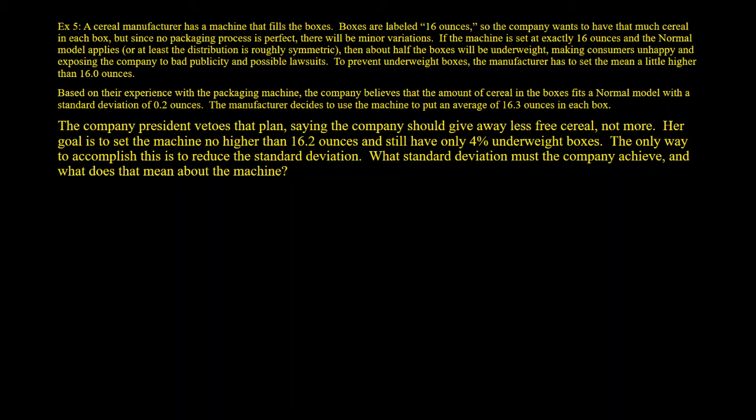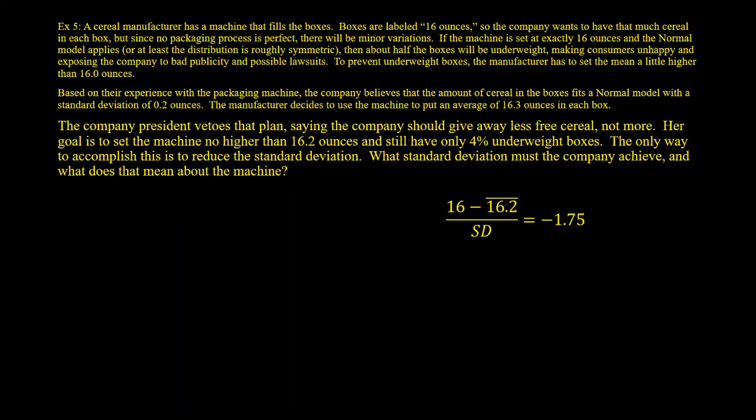Now, fortunately, we can, because 4% is the area under the curve. So 4% is 0.04. We go to the table like on the previous example. We look in the center of the table for the closest we can get to 0.04. And then we look at the margins on the left and above, and that gives us a negative 1.75. So we have 16 minus the mean, 16.2, over the standard deviation, equals negative 1.75.